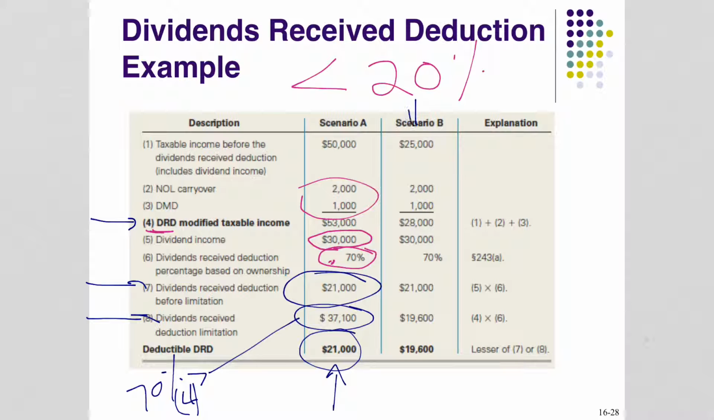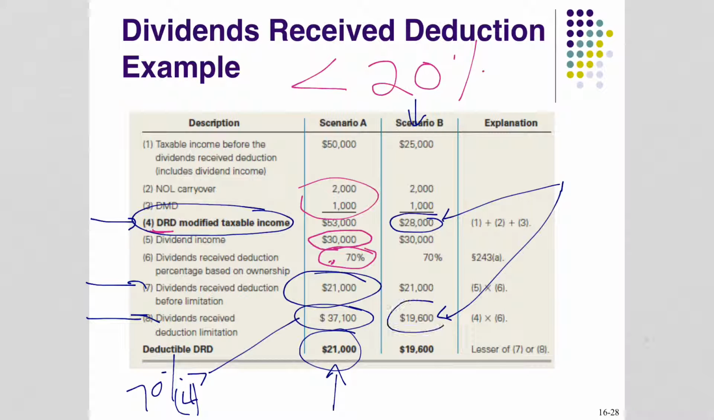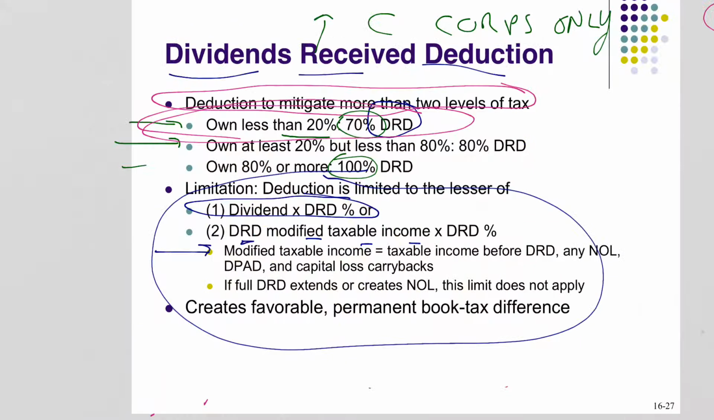In scenario B here, what happens is that the dividends received modified taxable income is lower than before, and 70% of this number is this number. So the result is that this is all you can take of the dividend received deduction. That's all you can take.